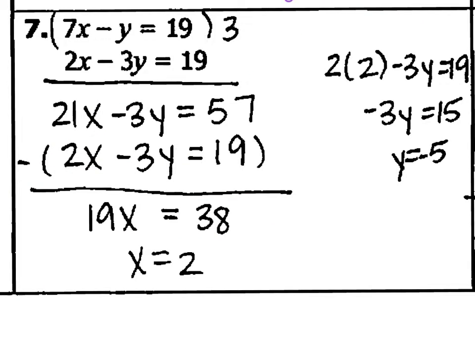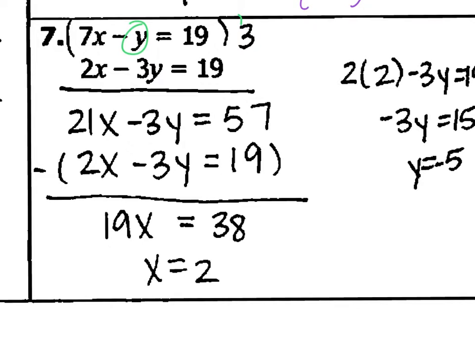On number 7, we're going to eliminate the y. So we're going to multiply this entire row by 3. And again, I wish whoever did the answer key would have multiplied by negative 3. At any rate, 3 times 7 is 21, 3 times negative y is negative 3y, and 3 times 19 is 57. Since these are the same, we're forced to subtract.